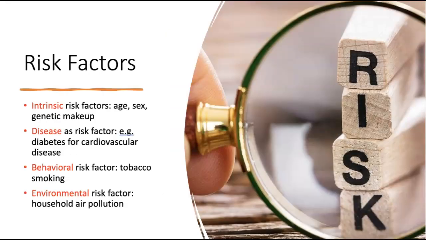And so as you start thinking about these risk factors, you can actually start to categorize them into different categories. They can be intrinsic risk factors related to your age, sex, and genetic makeup. And these can't be modified, but really do have an important relationship with well-being. You can look at diseases as risk factors for other diseases, such as diabetes is a risk factor for cardiovascular disease.